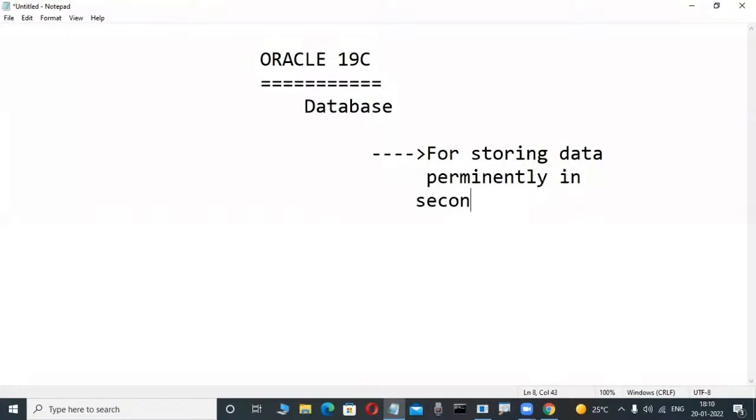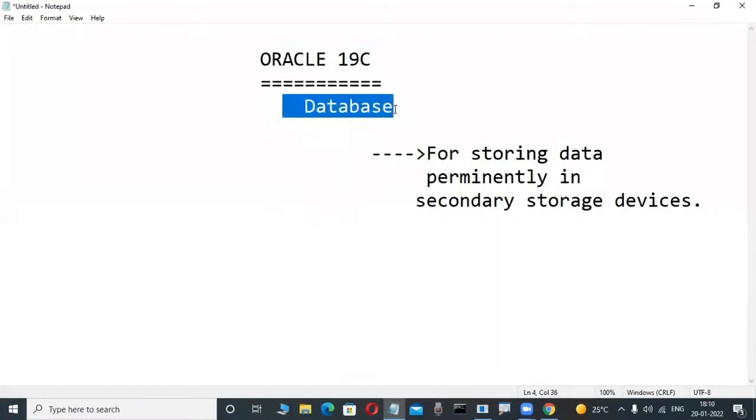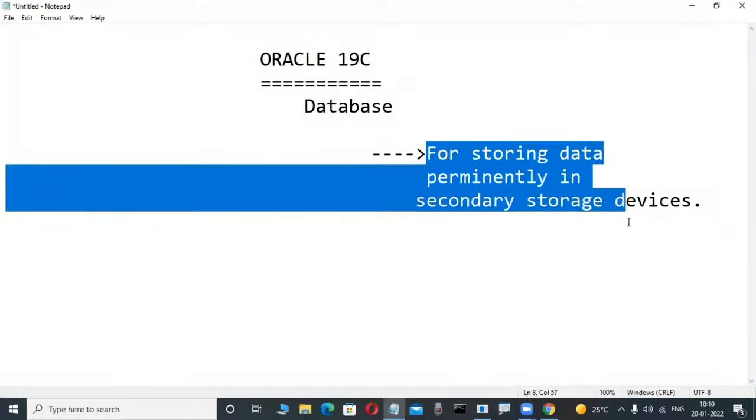Okay, secondary storage devices. Permanent. Suppose today we store data, then after 5 years, 10 years, 20 years, 100 years also your data is available and you are using it. That's why Oracle is a product from Oracle Corporation, with some version number. This is a database product, one of the popular databases. But what is the purpose of that? It is for storing data permanently in secondary storage devices.